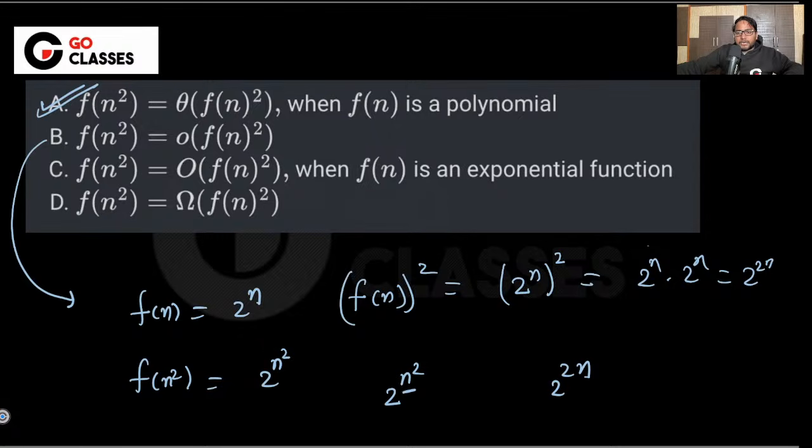Obviously n square is strictly greater. Even after taking the log, the n square is strictly greater, right? So this is 2 power n square. So this is strictly greater. So that's why this is false. Okay. Even after taking the log.